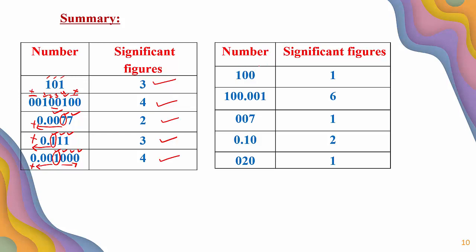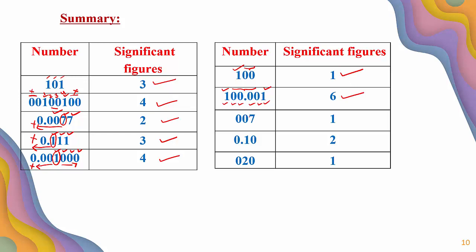Then another example, 100. So zeros are not significant, non-zero is significant, so only one significant figure in the example. 100.001. How many significant figures are there? You can observe 1, 2, 3, 4, 5, 6. 1 and 1 are non-zero. Between non-zero digits, if zeros are present, we can consider all zeros between non-zero digits. So totally there are 6 significant figures.